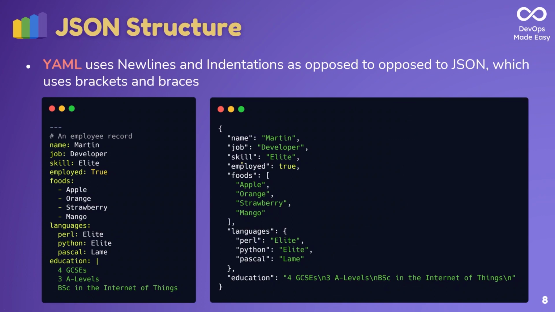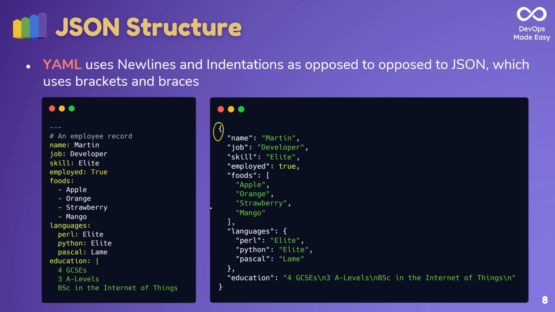Coming to the JSON structure, if you have to compare YAML and JSON, it is very easy. YAML uses new lines and indentations for writing the document, but JSON uses brackets and braces. So let's compare both. The three dashes over here indicate the start of the document. Here the braces indicate the start and end of the JSON document. So this is the YAML file and this is the JSON file.